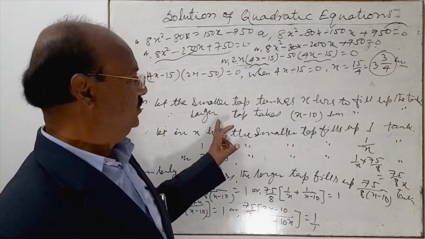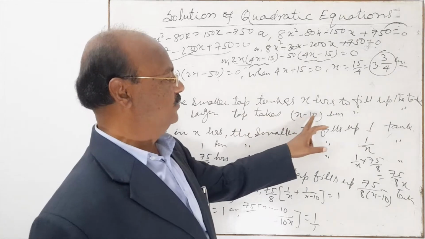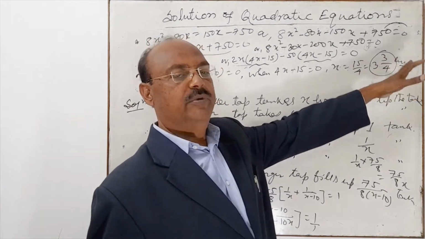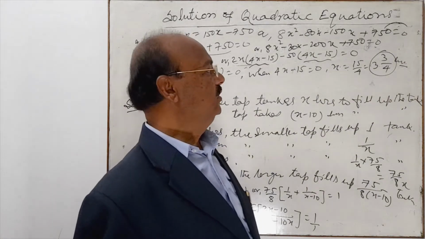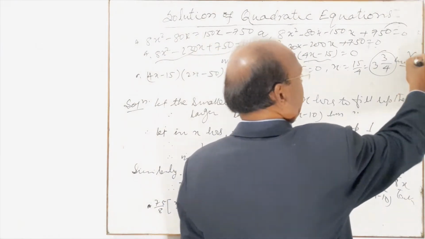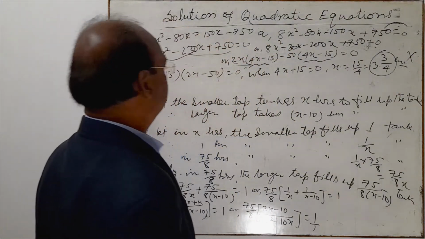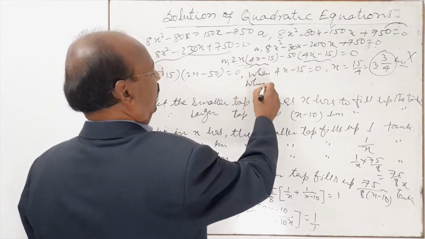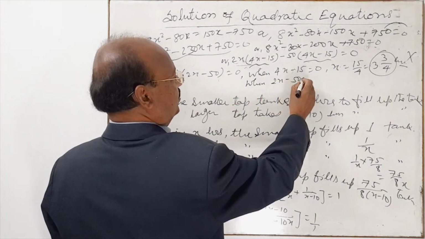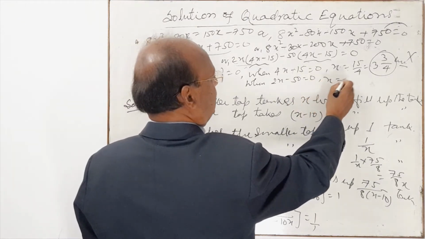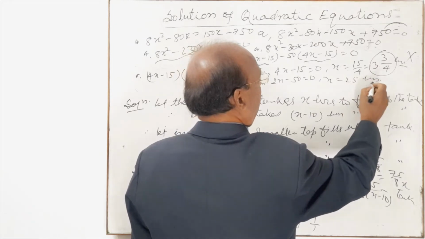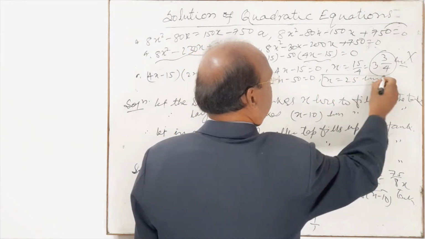Why? Because the larger tap takes x − 10. So 3 and 3/4 minus 10 will be a negative number. So time cannot be negative to fill up the tank, isn't it? So this is not acceptable. Now the next value, when 2x − 50 is equal to 0, x is equal to how much? 50 by 2, which means 25 hours. So this is the answer.